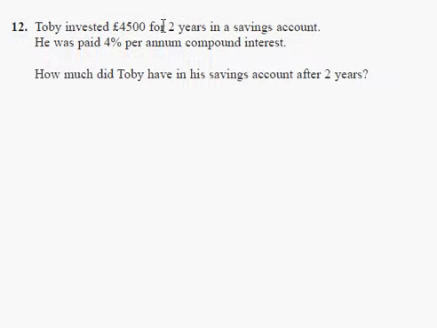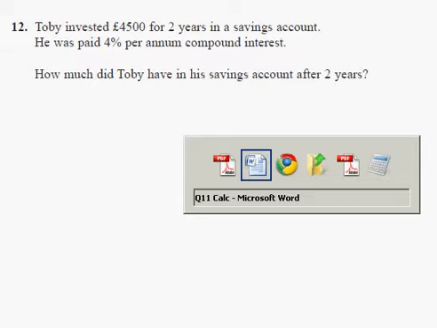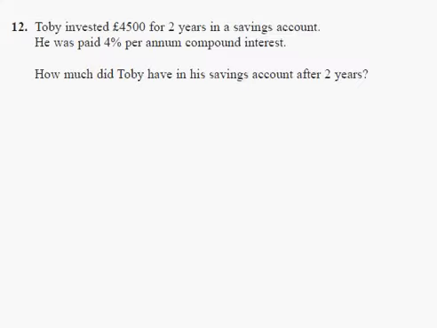The problem with this though is that it's compound interest, so Toby will get 4% of 4,500 for the first year, but for the second year he'll get 4% of 4,500 plus 4% of 4,500. So let's show the way we're going to do this. I would right away write down 4,500. For the first year it's going to be times 4%, which will be what he gets at the end of the first year.